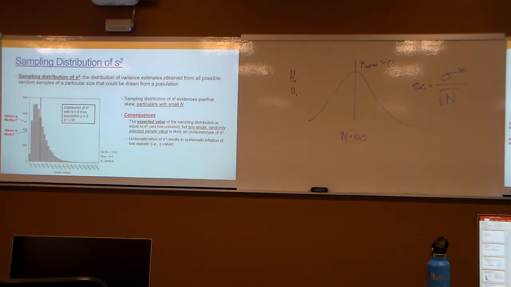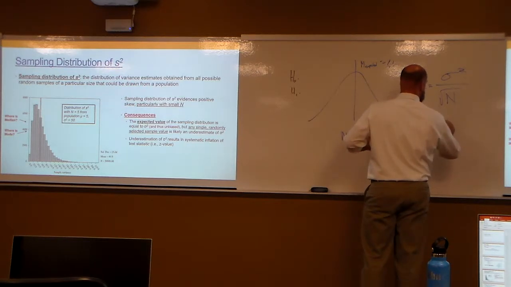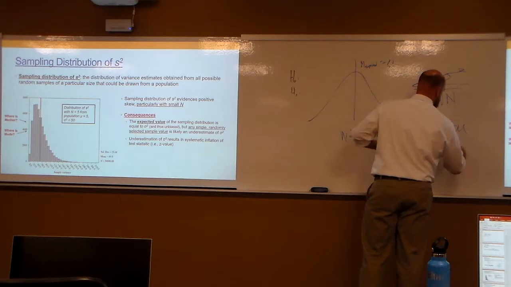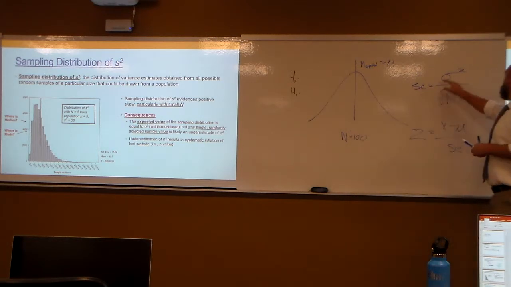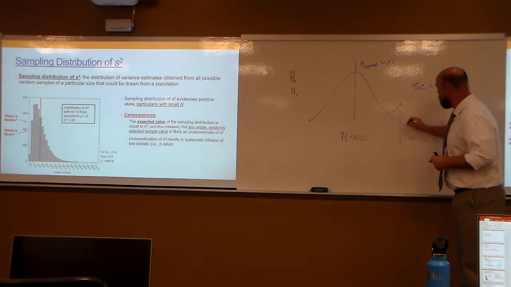If this is too small, tomorrow, what does that do to my standard error? It's smaller. It's going to reduce it, right? And if my z statistic is equal to x minus mean over standard error, if this is too small, that makes this too small. And if this is too small, what's this going to do to my z statistic? It's going to make it too big, right?